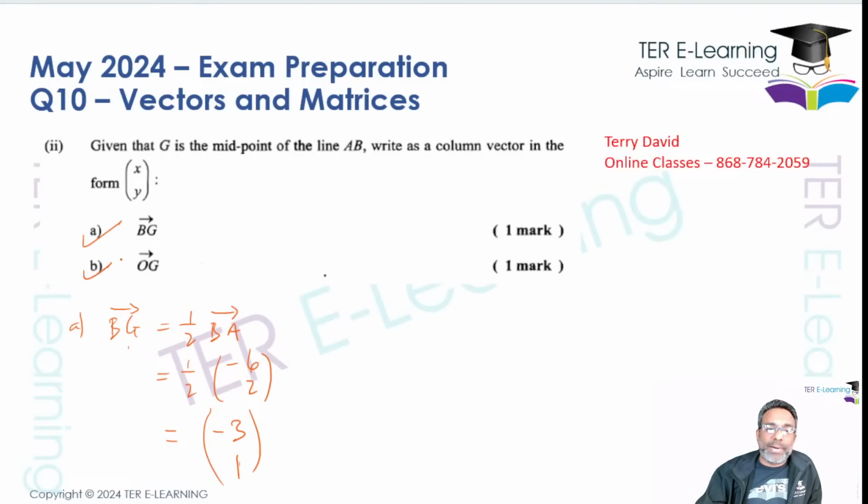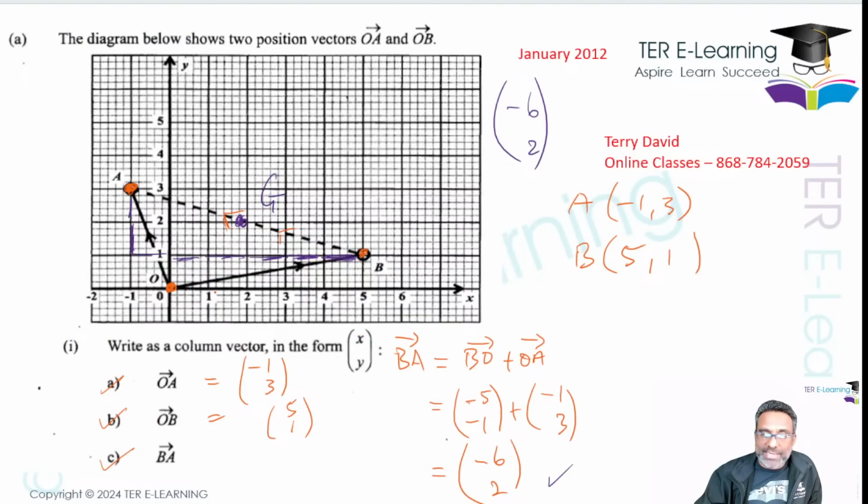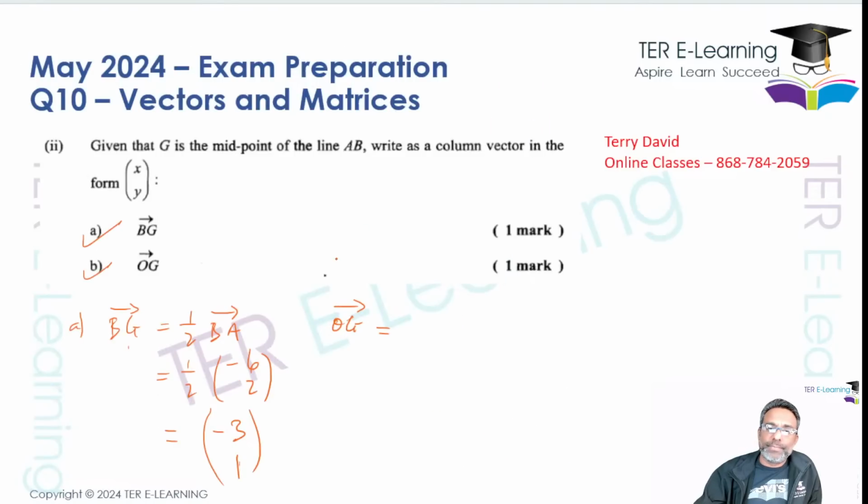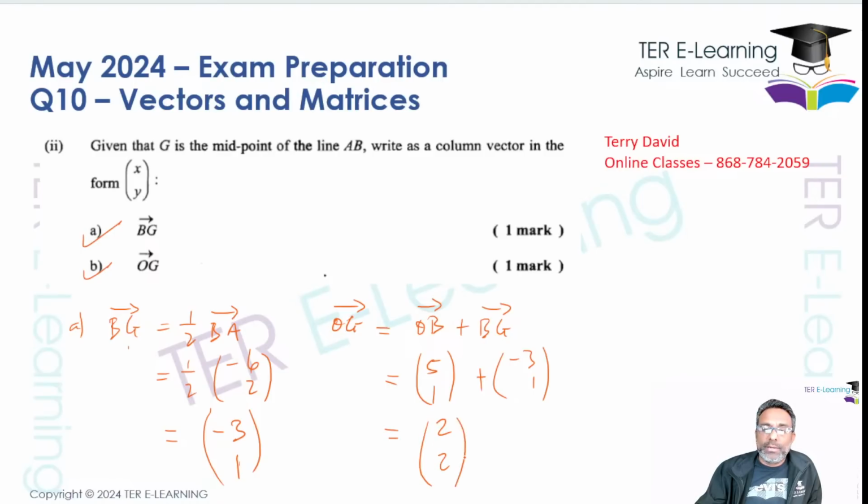So that takes care of part A. Part B now, we want to know what is the vector OG. So going back to the diagram is so important. Can't stress that enough. You want to get what is this vector here. This is OG. So to get OG, I can go from O to B and then B to G. So OG is equal to OB plus BG. OB is (5, 1), and BG is what we just worked out, which is (-3, 1). So 5 plus -3, that's the same as 5 minus 3, you're going to get 2, and then 1 plus 1, you're going to get 2 as well. So the vector OG is given by (2, 2).